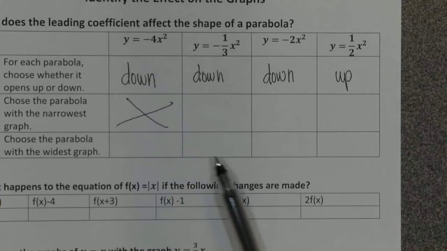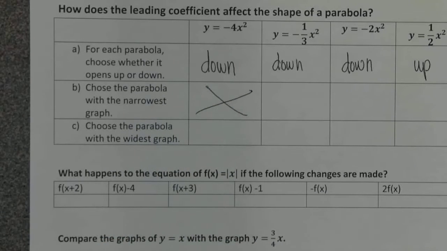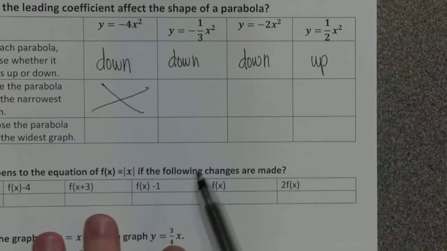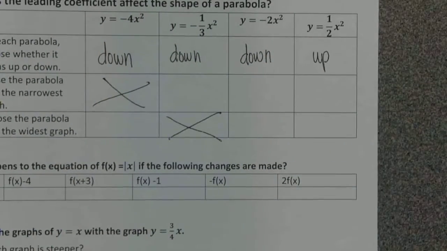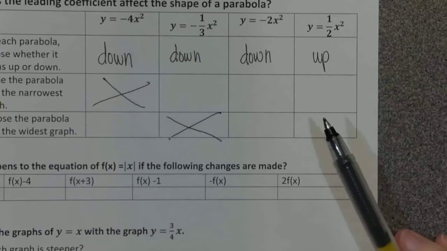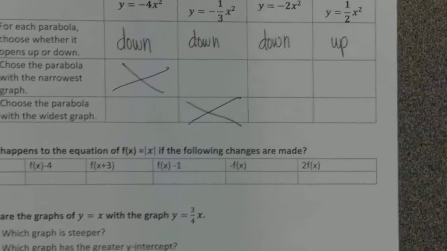So with that same thought, how do I make it wider? I look for the smallest number in front. So which one is the smallest number? The 1/3. So this would be the graph that is the widest. Does that make sense to everybody? Now again, haven't we already done that? We've figured out already how to graph them to make them skinnier and fatter, right? But today we're just talking about how it happens.